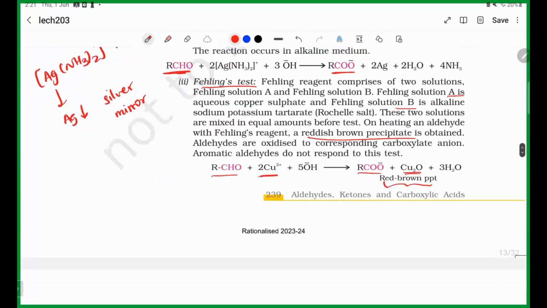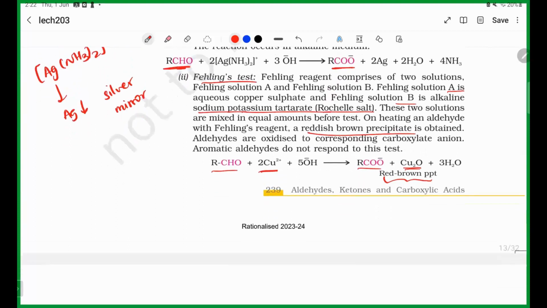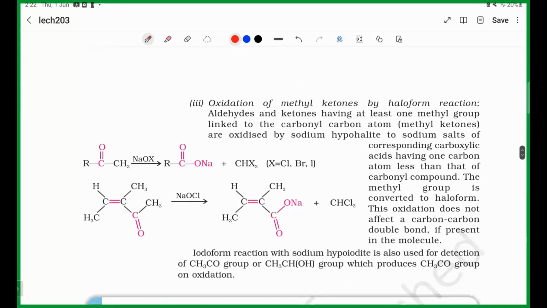So that's right. Sodium potassium tartrate is called Rochelle salt. Okay, oxidation of methyl ketones by the haloform reaction. So basically, this is a haloform reaction. What happens is that this is a very strong base, therefore it takes one of the hydrogens.